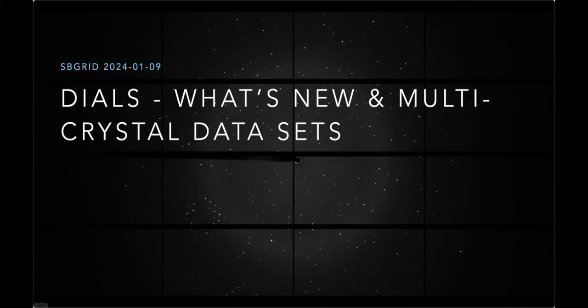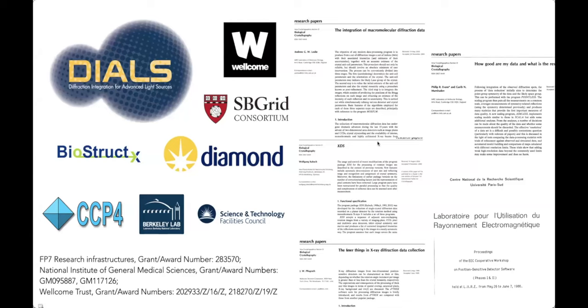When I looked through what's new, it transpires that almost all of what's new is actually about the multi-crystal stuff. So I think this should be a fairly coherent view on what's going on. I'm not sure whether everybody has the full detail of how DIALS has generally been. So I've got a little bit at the beginning talking about DIALS and the workflow as a whole, and then a bit more about how we handle multi-crystal data in DIALS.